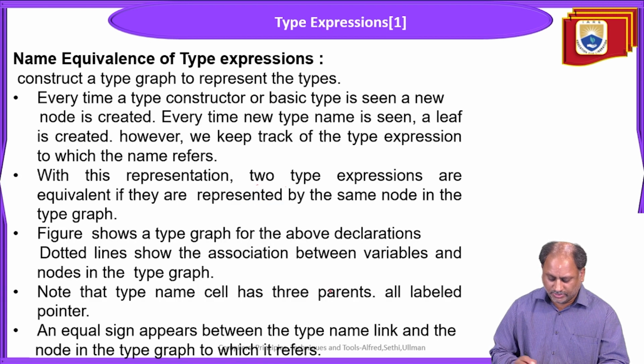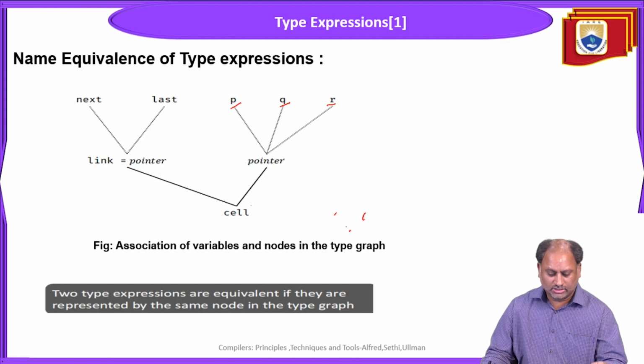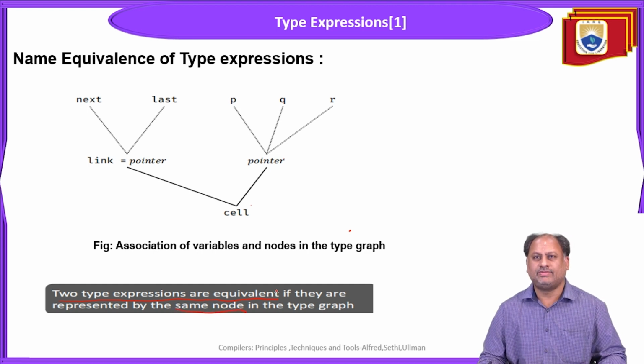So here three parents are labeled as pointer and the name is type cell. Pointer to cell is represented as the name, and the three variables are represented as parents. This is P as parent, then Q and R. These are the three parents of that structure. In this way we can define a program structure. We can say that two type expressions are equivalent if they are represented by the same node in the type graph.